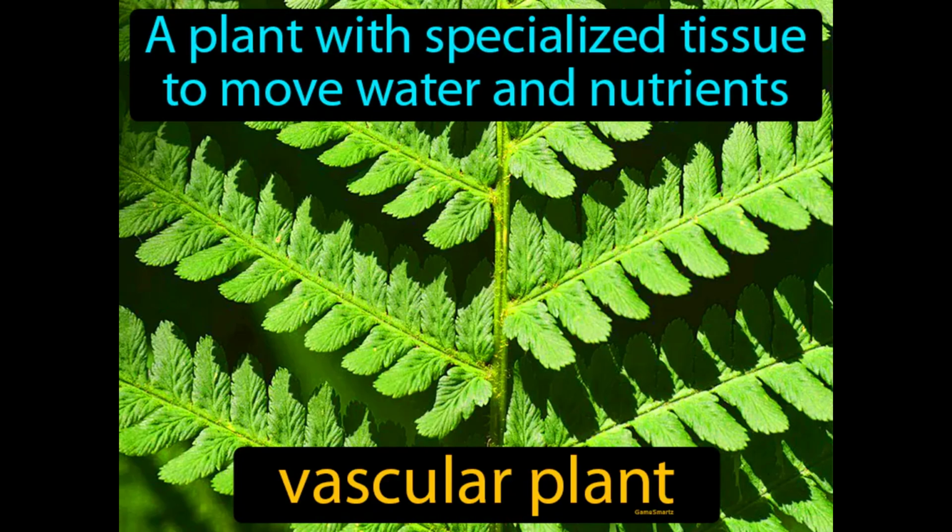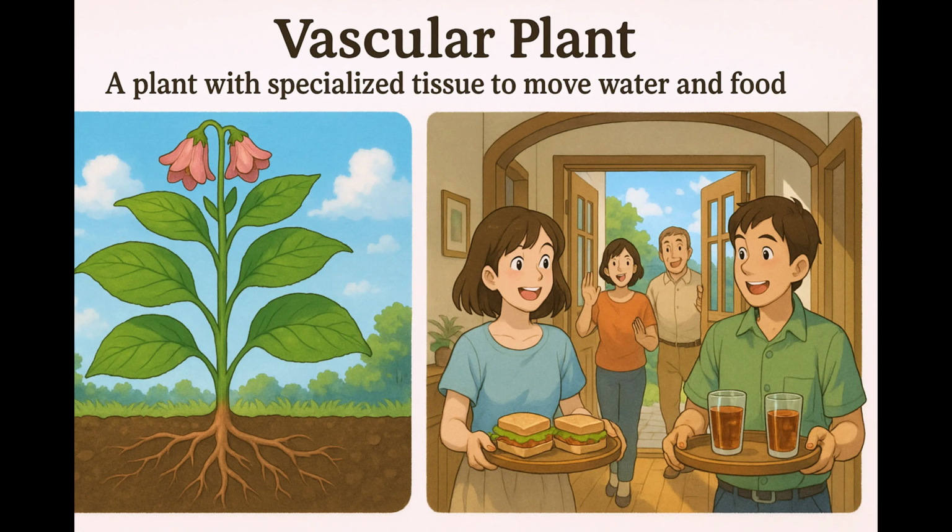A plant with specialized tissue to move water and food: vascular plant. A vascular plant is a type of plant that uses tube-like structures to transport water and nutrients throughout its body. Imagine trying to deliver food and drinks to different rooms in a large house during a party.